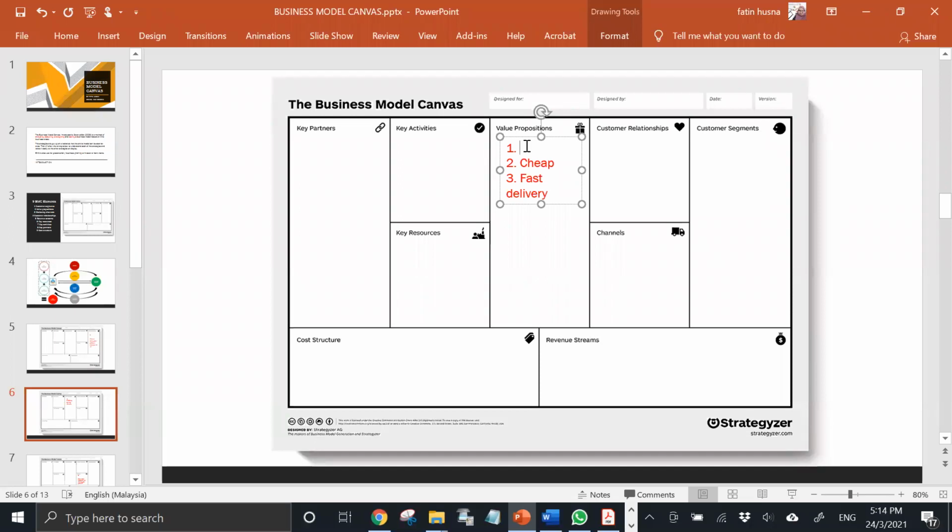For example, unique flavor. Example, fruit flavor. For example, fruit flavor for the raya cookies. Okay. So unique flavor, which is flavor of fruits. And then you can put the other uniqueness of your business. For example, it's quite cheap and it's fast delivery. Okay. All right.